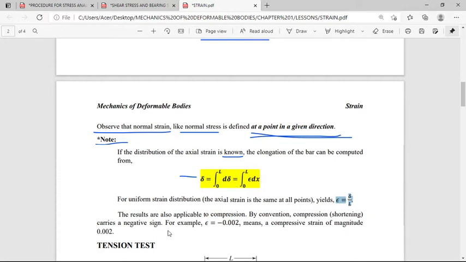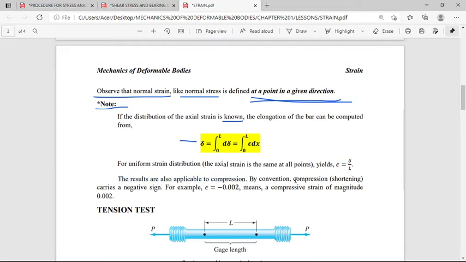So, yung results are also applicable to compression. Kasi by convention, yung compression na nagre-resulta sa shortening only carries a negative sign. Halimbawa, makakuha ka ng strain na may value na negative 0.002. Yan yung sinasabi ko kanina na dimensionless quantity, but it can be stated in units such as inches per inches or millimeter per millimeter. So, kung halimbawa nakakuha ka ng may negative value, ibig sabihin lang daw nun, meron kang compressive strain of magnitude 0.002.